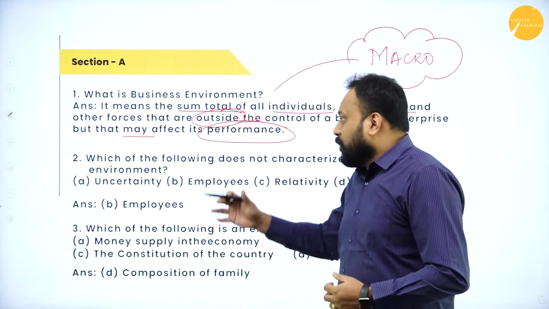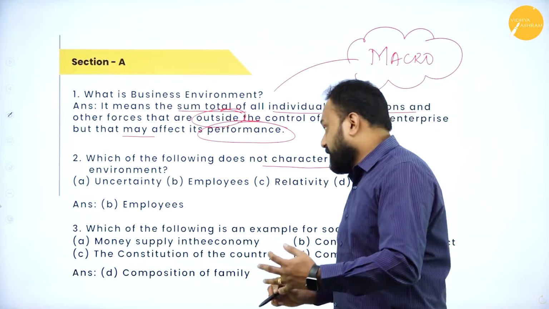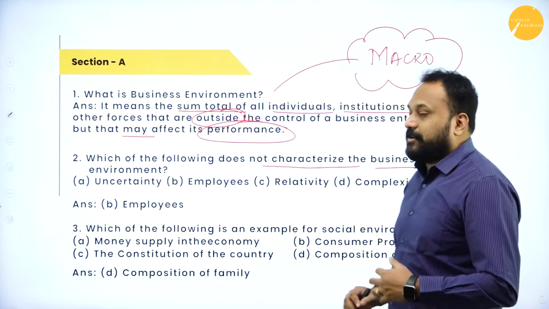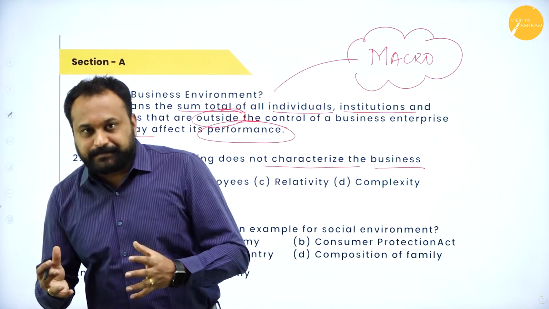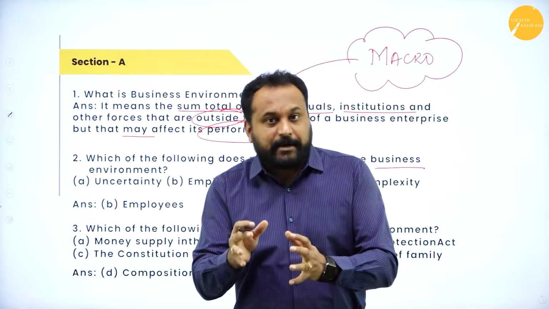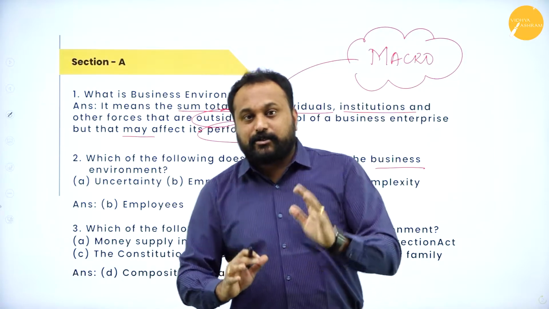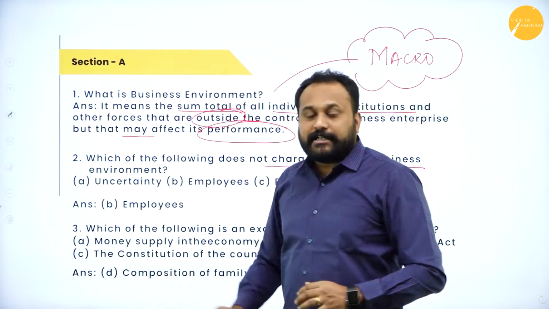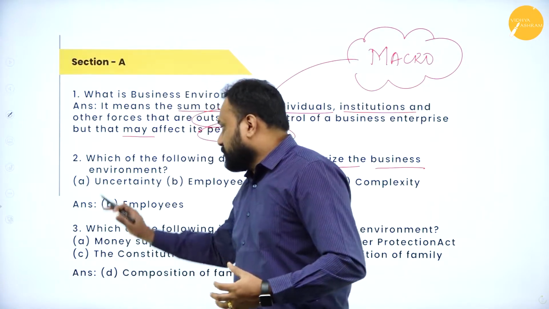Next question is, which of the following does not characterize the business environment? Now, what exactly in a business happens, which you cannot control? That is the business environment. Which you can control, it is not business environment. So let's go with it. Now uncertainty, we know that uncertainty can never be controlled, right? So this is not the answer.